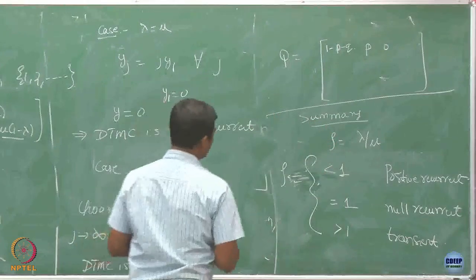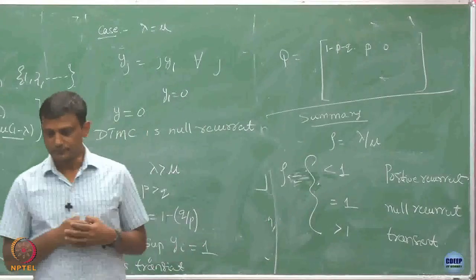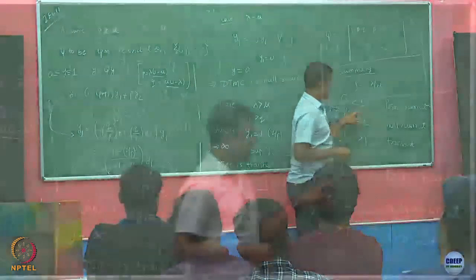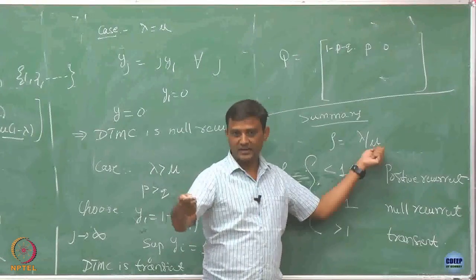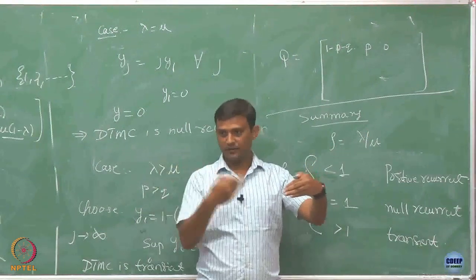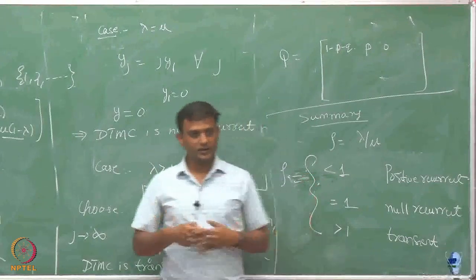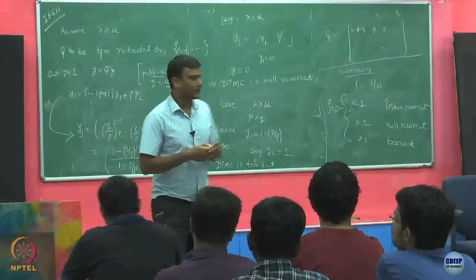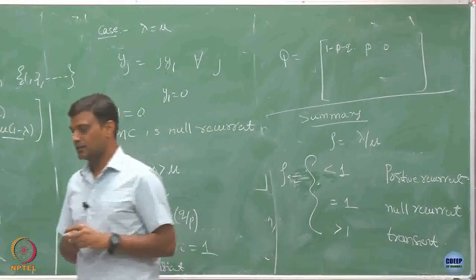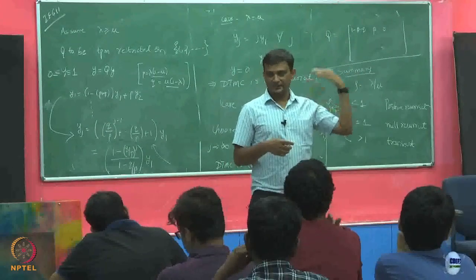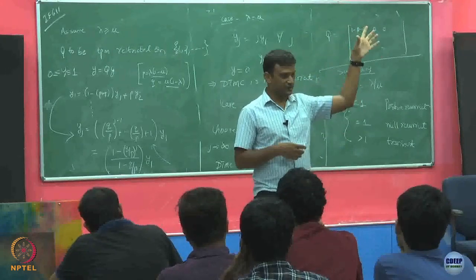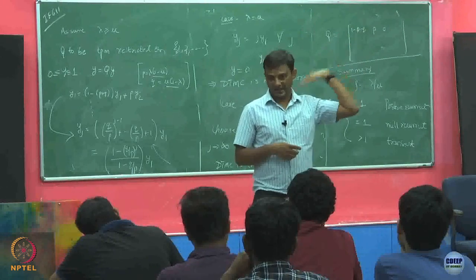When this load is less than 1, what do I expect? When this load is less than 1, service is happening at a faster rate compared to the arrival rate, right? So that means I can flush out the customers faster than they arrive, okay? Because of this, I expect my queue to be positive recurrent here, because I am flushing them out, I can expect a particular state to be getting visited again and again. What is my state? The number of customers in the queue. I can be revisiting those states again and again, frequently.